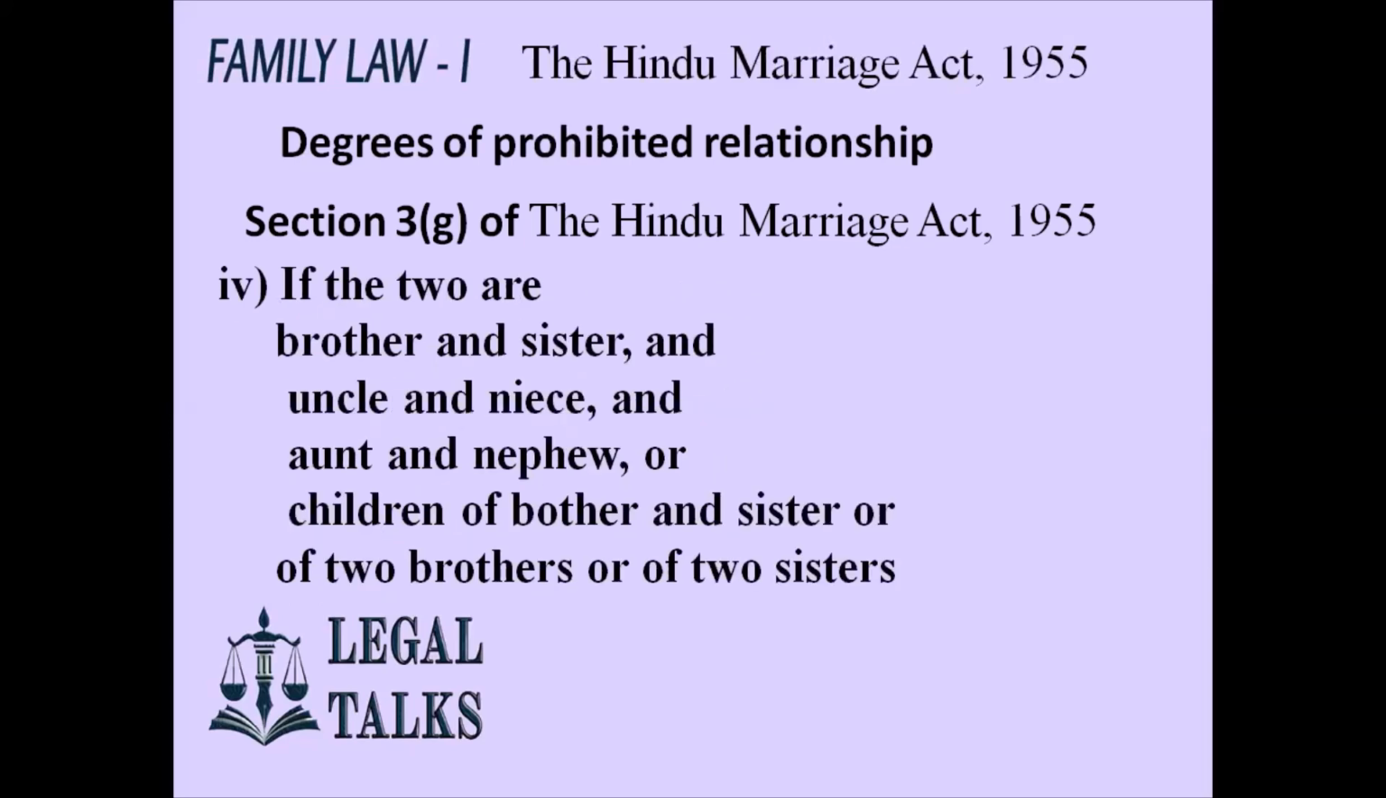Fourth rule says, if the two are brother and sister, then also marriage cannot be performed. If they are uncle and niece, then marriage cannot be performed. Marriage cannot be performed between aunt and nephew. Marriage cannot be performed between children of brother and sister, or two brothers, or of two sisters. Okay, so these are the four rules which are referred as degrees of prohibited relationship. So whenever the relationship lies in prohibited degree, a marriage cannot be solemnized.